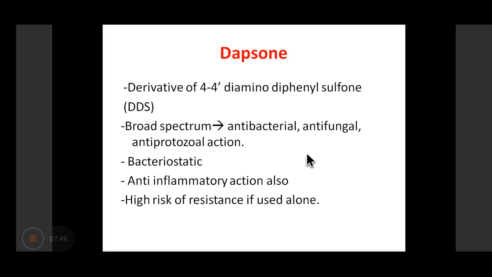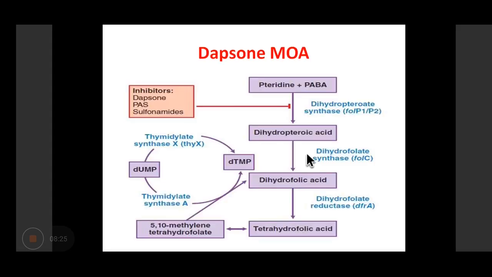Dapsone also has very, very good anti-inflammatory action. And hence, in resolving symptoms, it is very useful, because any infection will lead to inflammation ultimately, and a drug having anti-infective as well as anti-inflammatory action is a welcome drug to use in that case. But because of high risk of development of resistance, we are not using it alone. Earlier, for the treatment of leprosy, only dapsone was given, but later on guidelines changed and they added rifampicin and clofazimine to protect it from development of resistance.